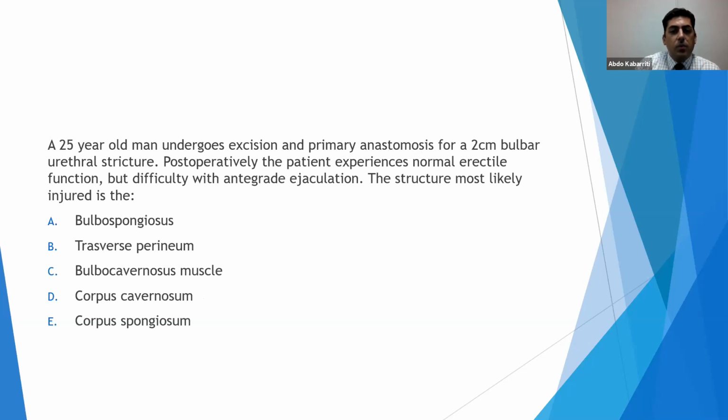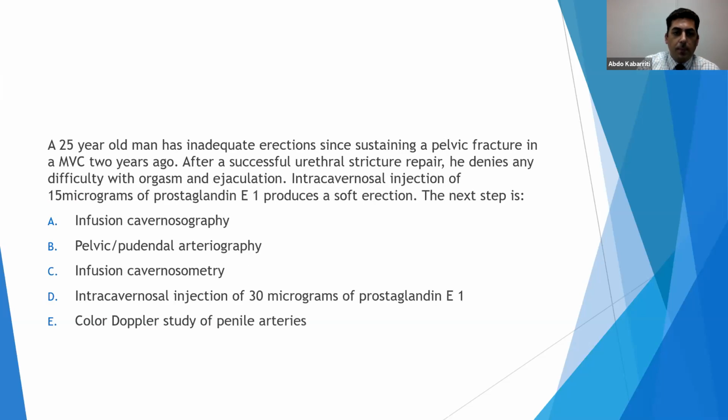A 25-year-old undergoes an EPA for a 2 centimeter bulbar urethral stricture. So that's sort of pushing the limits, but can be done. Post-operatively, the patient experiences normal erectile function, but he has difficulty with antegrade ejaculation. We touched on this question, so the answer for this one would be the bulbocavernosus muscle.